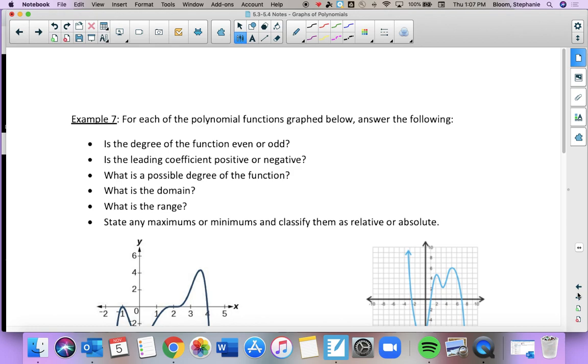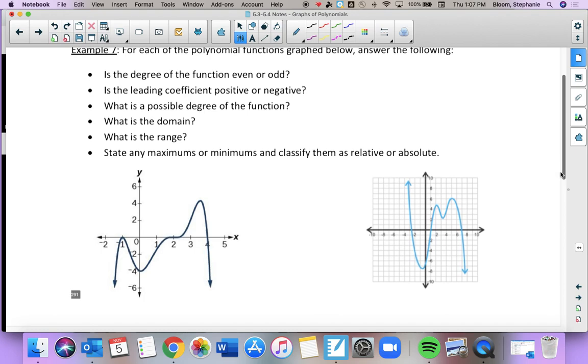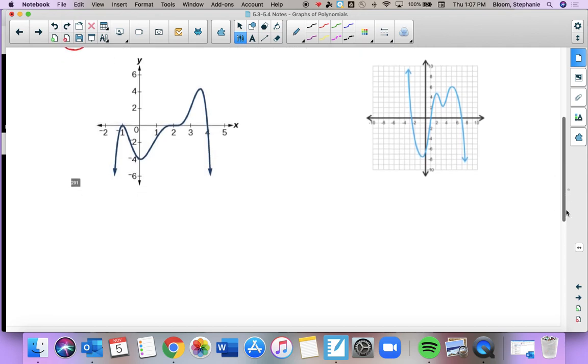Okay, so here's the last thing. We're going to take each of these graphs and we're going to answer the following questions. So we're going to label these. Let's label them 1, 2, and so on so that we can make sure this is correct. Okay, so let's start with the first graph. So question 1 says, is the degree of the function even or odd? Lucy? Yep, they're going in the same direction, so we know that that's always even.